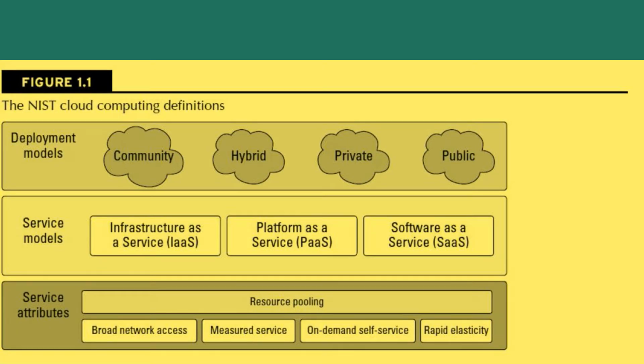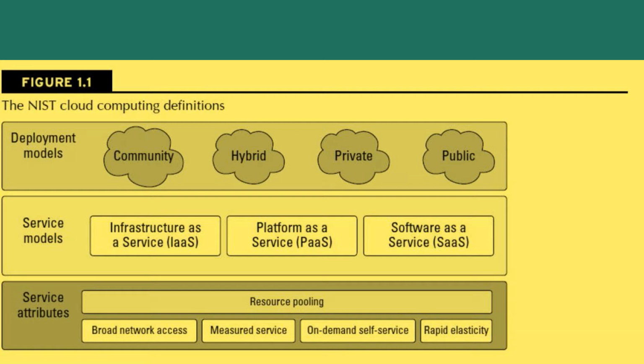Here we have the deployment models: community, hybrid, private and public, and the service models: infrastructure as a service, platform as a service and software as a service. And we have the different service attributes, that is broad network access, measured service, on-demand self-service and rapid elasticity.